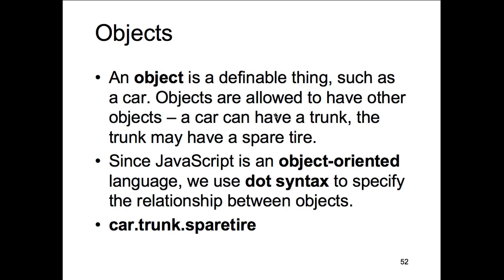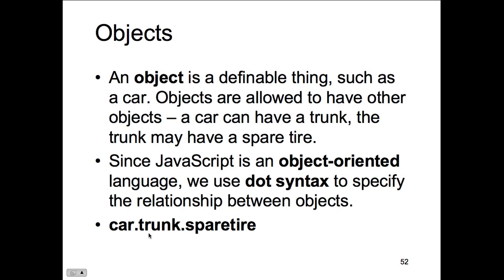Objects. So an object is a definable thing, such as a car. Objects are allowed to have other objects. So a car can have a trunk, and a trunk can have a spare tire. Since JavaScript is an object-oriented language, we use the dot syntax, and we saw this already with document.write, to specify the relationship between the objects.